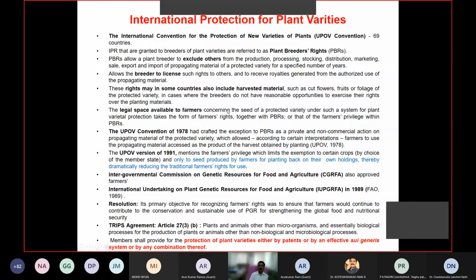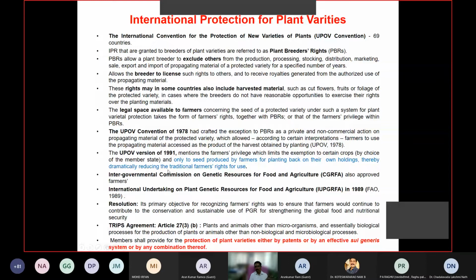Rights in some countries include harvested material also, because once the plant variety comes, there is other harvest material. It may be flowers or fruits or foliage. This is also protected. So without permission, you can't use them for regrowing and all that. And we wanted legal space available to the farmers, since they are also involved in that.